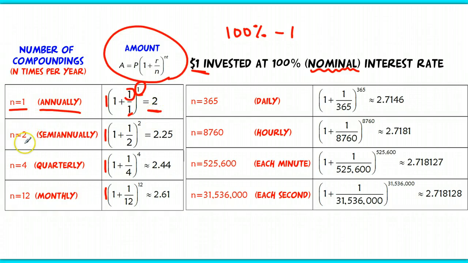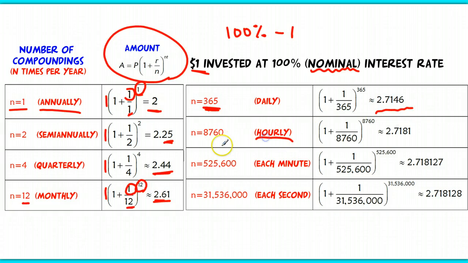All right, now if we do it semi-annually, wow, you get a whole quarter. That's awesome, actually. That's actually a lot. If you were to do it 4 times, you get up to about $2.44. If you do it monthly, so 12 times, now we're taking that rate, that 100%, and dividing it by 12 and raising it to the 12th power here to get $2.61 approximately. Now, as we increase the number of times that we compound it, let's say we go up to daily, we end up with this number here, $2.71 and some change here.